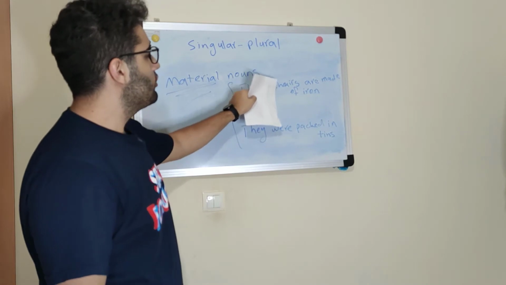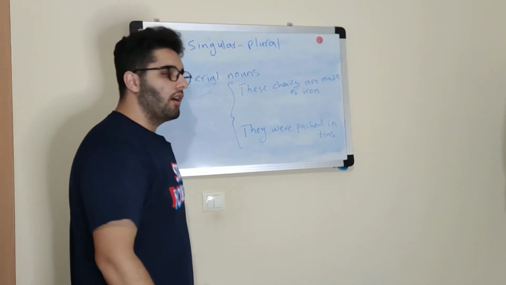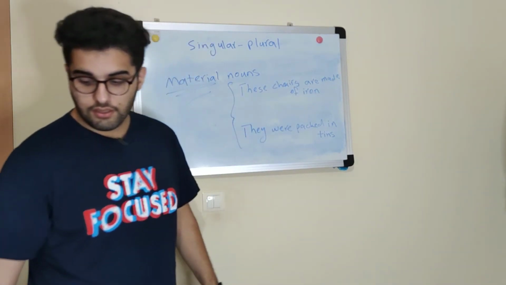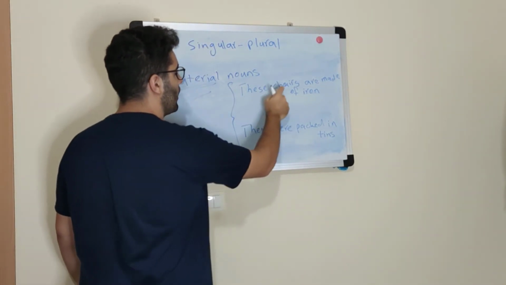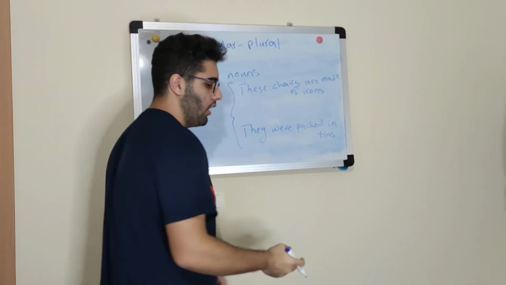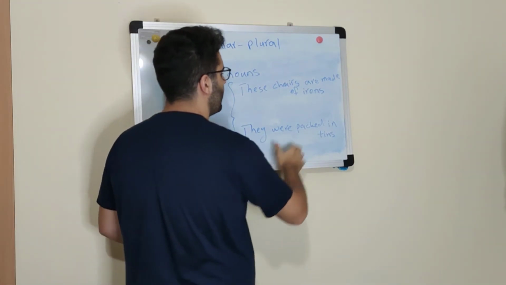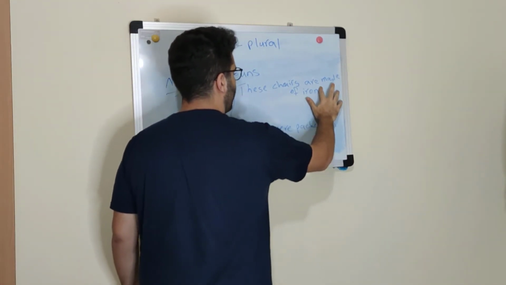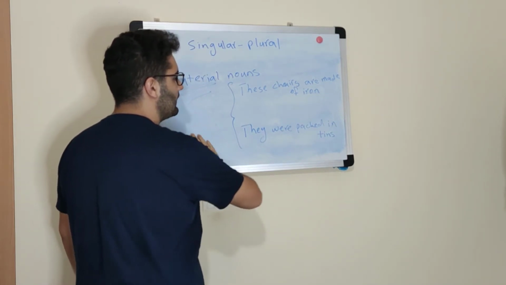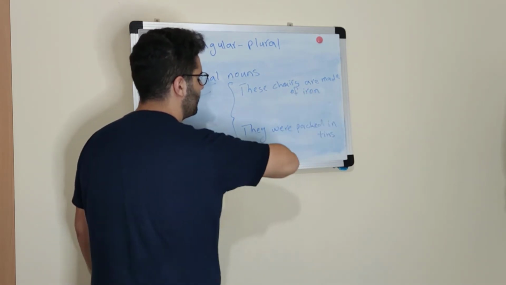So these chairs are made of iron. This is obvious. But the point is, we don't say these chairs are made of irons. One iron, two iron. No, we don't say that. We say these chairs are made of iron. As I said, when we add an S to the end of them, the meaning would be completely different.